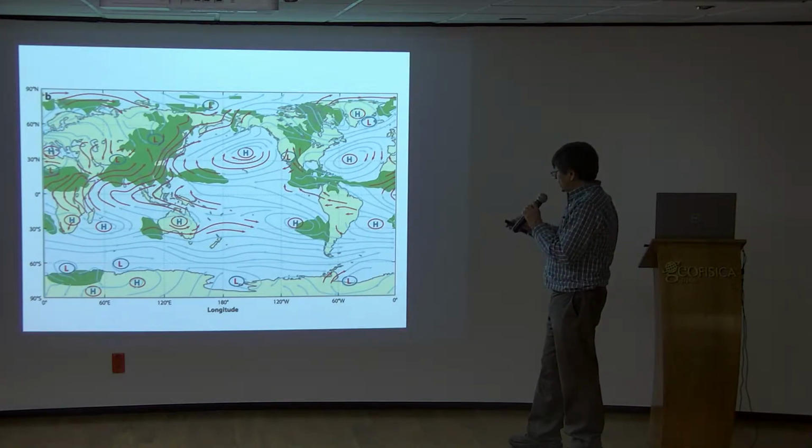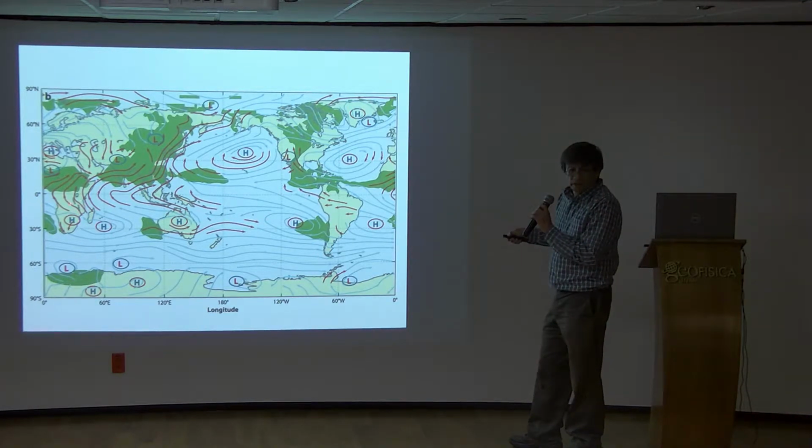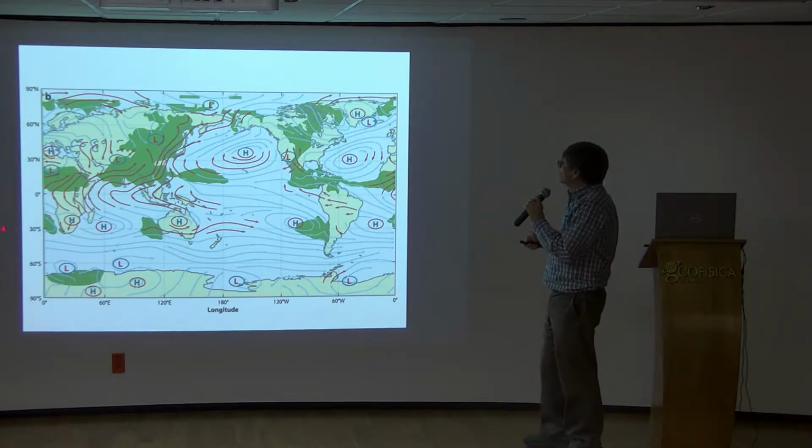So look at how strongly these things change in the Asian monsoon and also in Africa. Remember, it was going the other way. The wind was going the other way around.